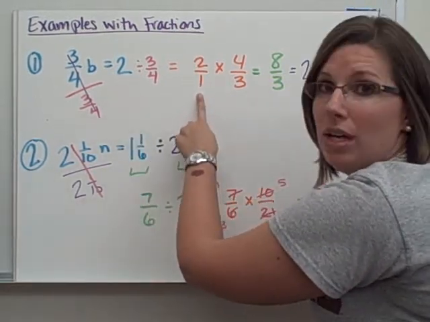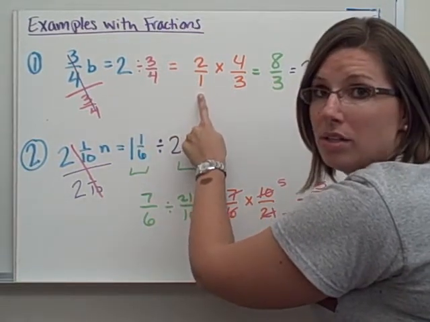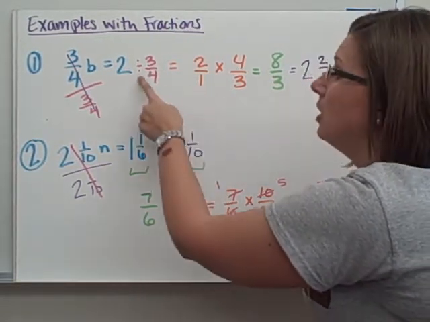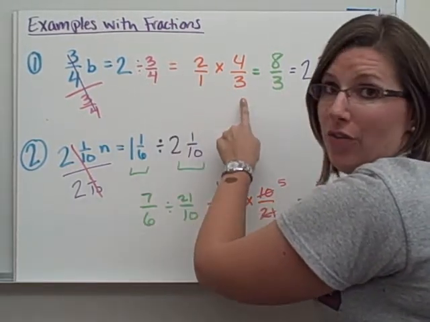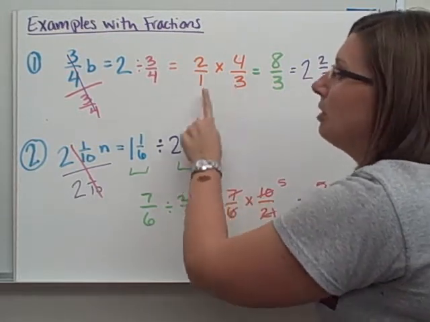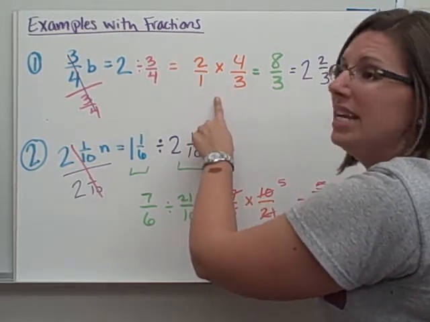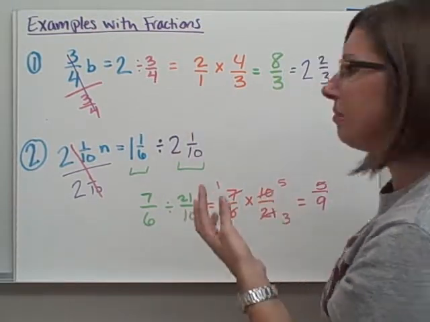I just rewrote it in fraction form. So 2 becomes 2/1, so it stays the same. I change division to multiplication, and I flip the second fraction over. That's called the reciprocal. So now I have a multiplication problem instead of a division problem. Multiplication tends to be easier for us.